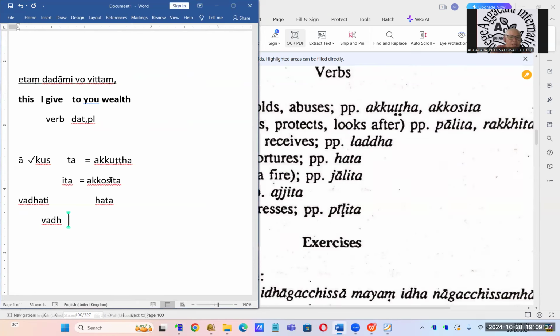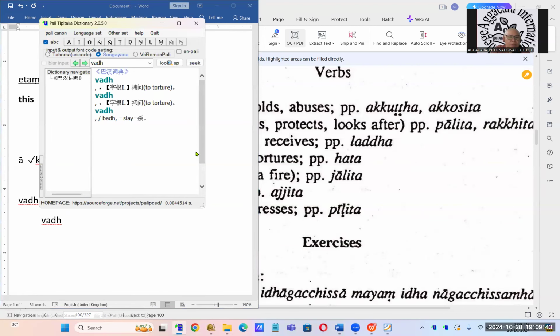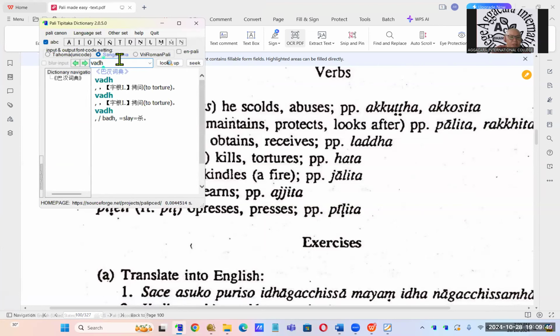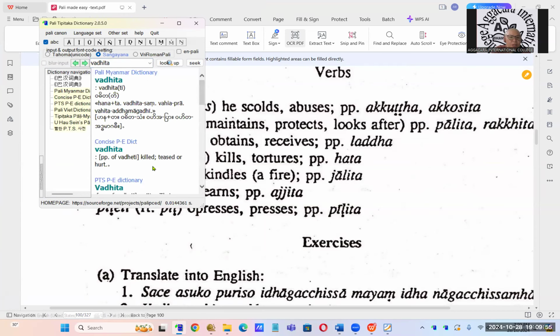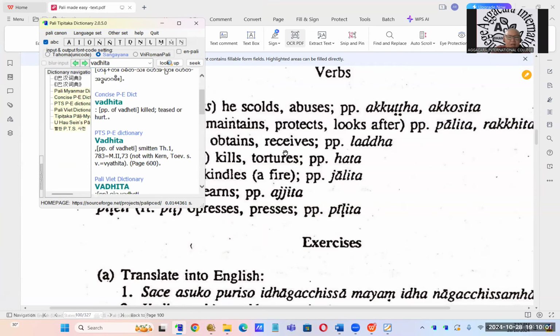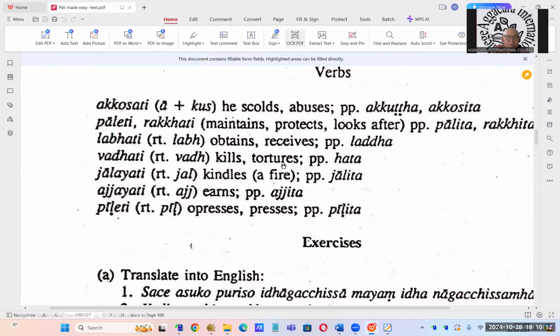How does it become hatta? Okay, it didn't mention here. But what should the root be here? So let's say, do we have vadhita? Yes. Killed, torture, harm. So maybe besides hatta, the other one is vadhita. It makes much more sense to have vadhita rather than hatta. So you can write down vadhita also. Like hanati, yes, this is much more for hanati, right? The root is han, not this one.